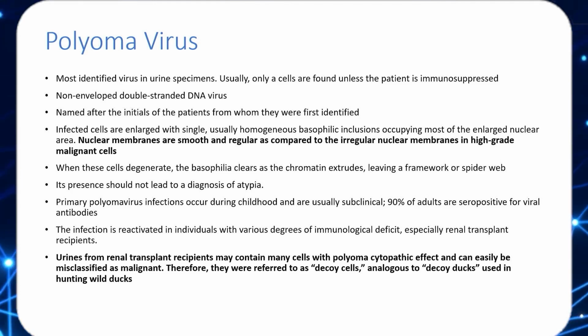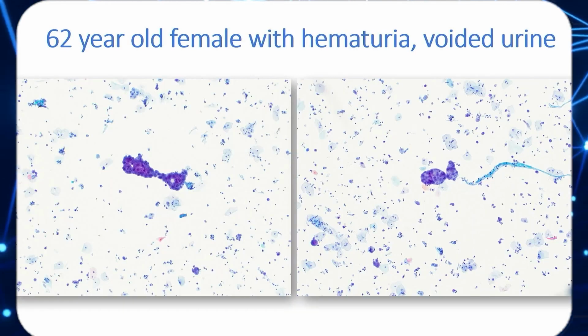Now, there will be situations where you are going to encounter polyoma with high-grade urothelial carcinoma. They would be distinct, and it would again be the nuclear membranes that are going to help you the most in making a judgment call of separating them.